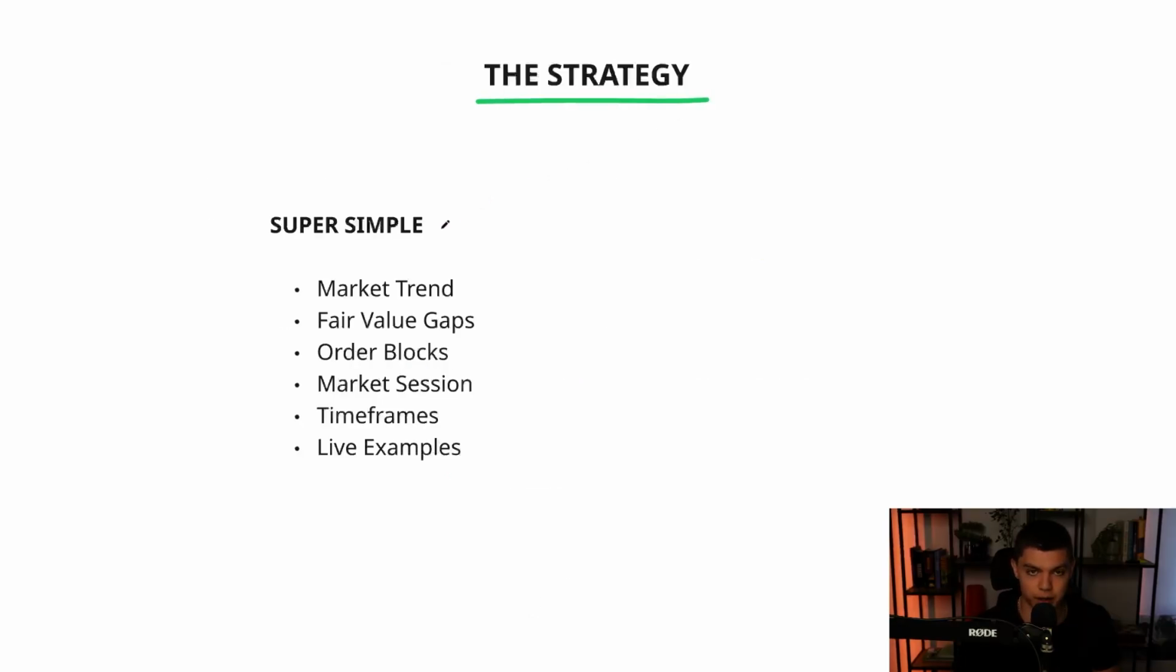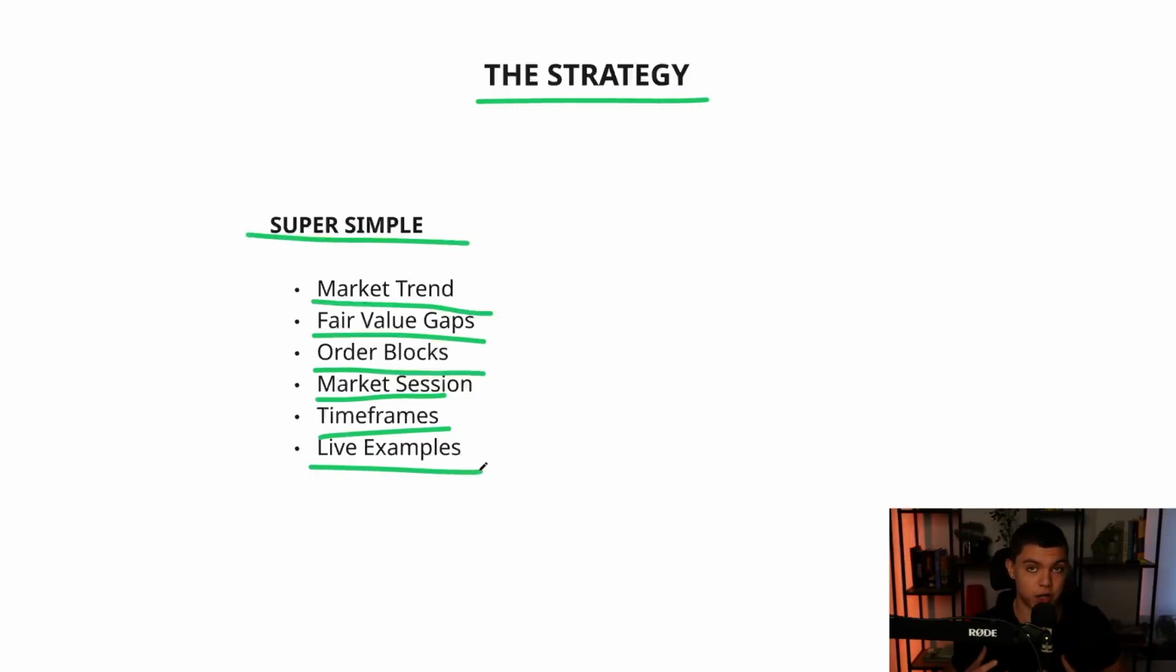So this is my strategy. It is obviously super simple, but it consists of market trends, fair value gaps, and order blocks. But I'm going to be completely honest, we're going to mainly focus on following the trend in this strategy, and we're going to use fair value gaps and order blocks to enhance it, okay? And I'm going to show you which market session I trade in, the time frames I use, and later in this video, I'm going to show you real live examples so you can actually understand how to use it in the live market step by step.